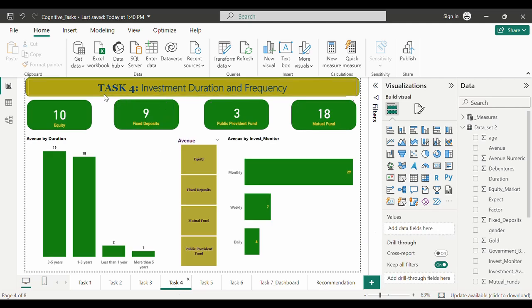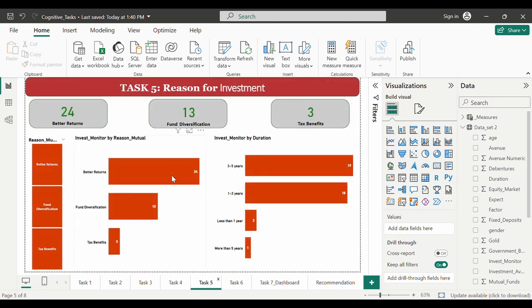So we have the tax flow, we have the investment duration and frequency. We can see here that for average duration we have 3 to 5 years. We can see that 3 to 5 years and 1 to 4 years are the highest durations so far in terms of the investments. Here is task 5, to find and get an insight on the reasons for investment.